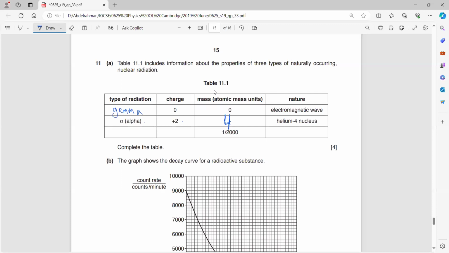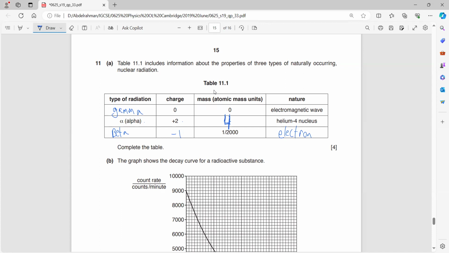Okay. What's the remaining type of radiation? The third type of radiation we know of is beta. Beta, exactly. Which has a charge of -1. -1, and the nature of a beta is what? Electron. Electron, yes. Nice.